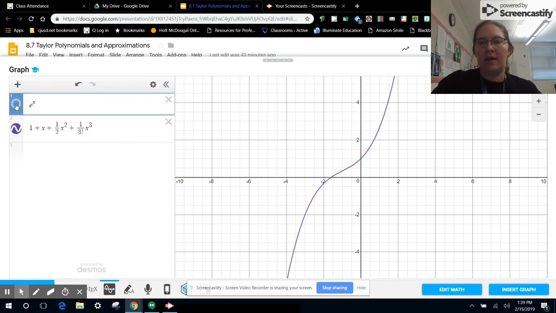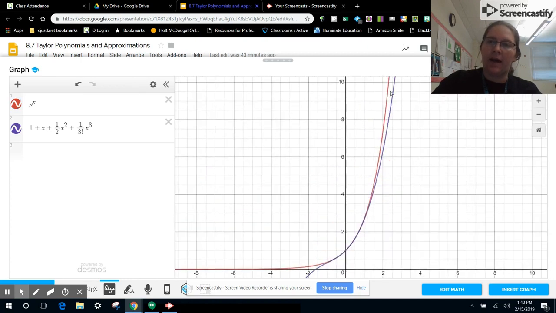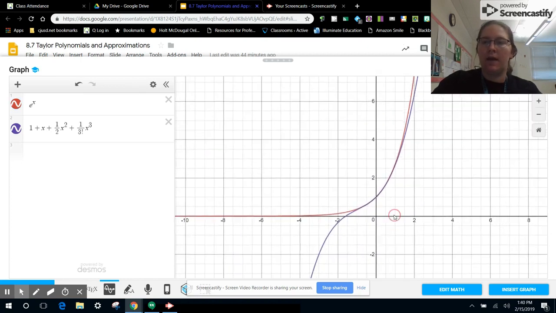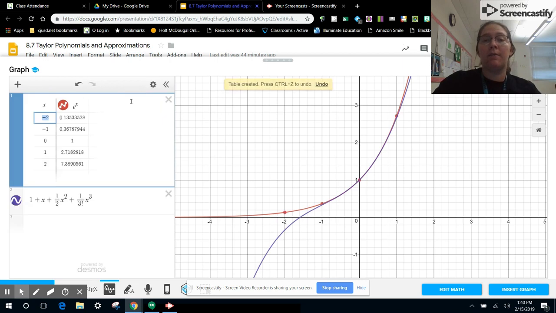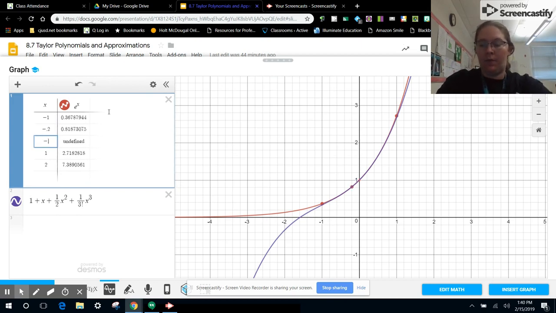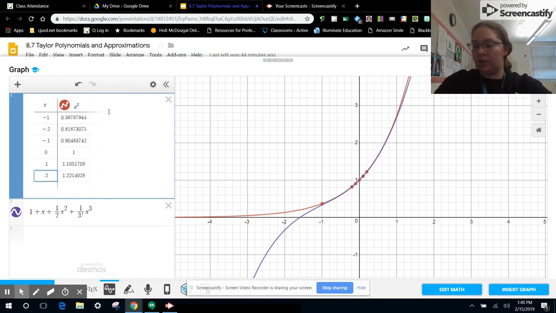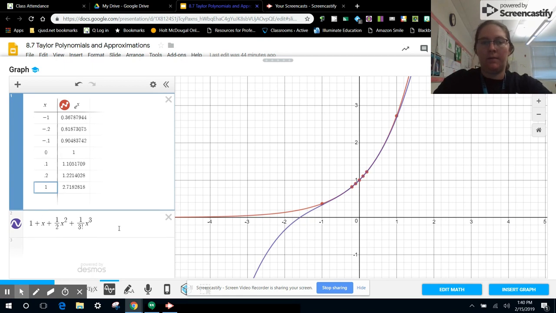Notice e to the x right there is being hugged by my polynomial approximation. For a long stretch over here, it's almost the same function, but then it separates off here, and as we get higher, it keeps separating. So I'm going to change this to a table and put in our table values. We're going to compare the table values to see how accurate it is. My table values are -1, -0.2, -0.1, 0, 0.1, 0.2, and 1.